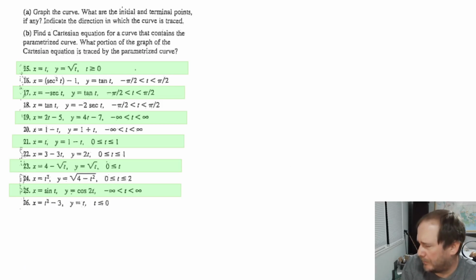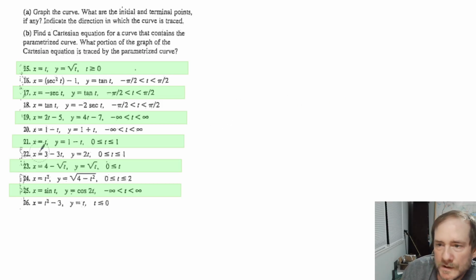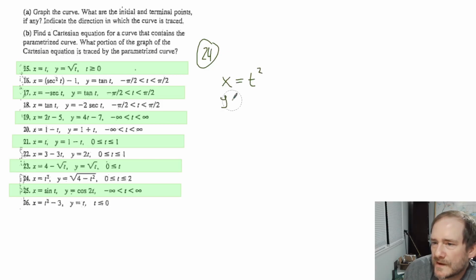Okay. Excuse me. I'm super running out of steam here. Where were we? We just did 23, 24. Looks interesting enough. Let's do it. 24 says that x equals t squared, and y equals the square root of 4 minus t squared.